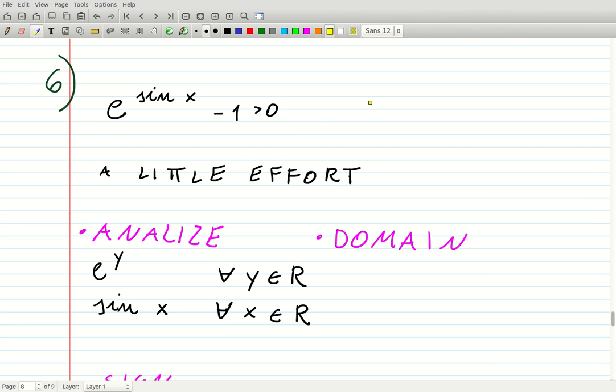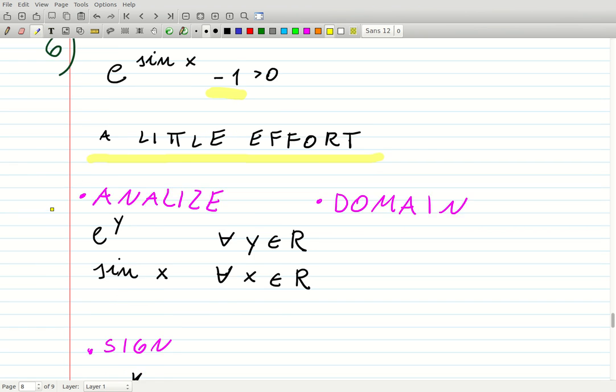Let's move on to another exercise. This time we will have to make a little effort. We will have to do some math, some little calculation. e to sine x minus 1 greater than 0. Analyze the domain of the function. Both are defined for every real number. Of course, the functions which make up our function are e to y and sine x. Now, we do not think about the minus 1. As we know, we will look at it after.